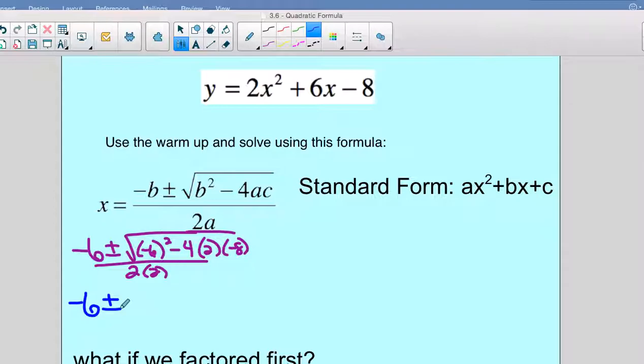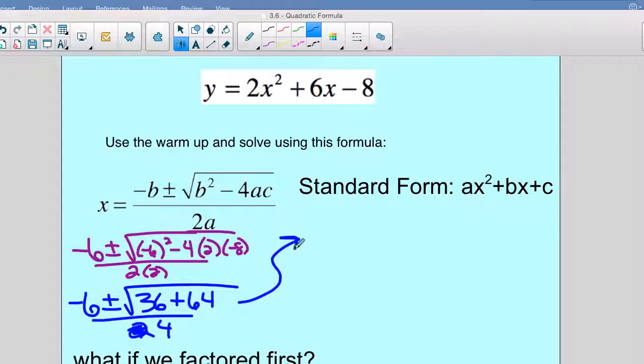Negative 6 squared is 36. And then minus 4ac. So minus 4 times 2 is 8. 8 times negative 8 is going to be negative 64. So it's going to turn into plus 64 all over 4. And if we kept going with this, 36 and 64 is 100. And the square root of 100 is 10.